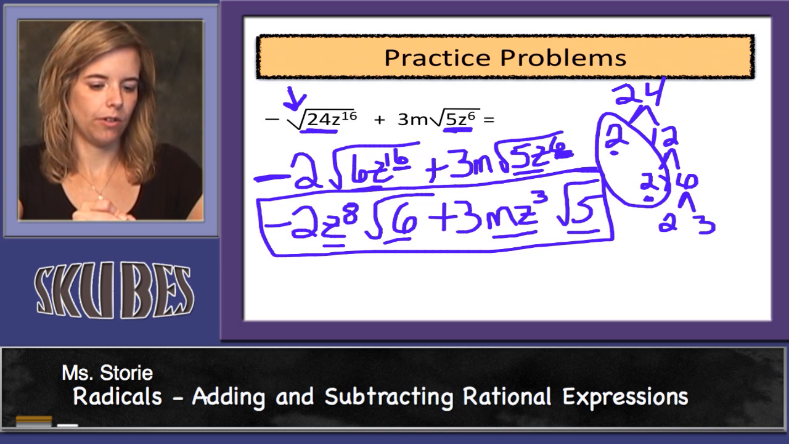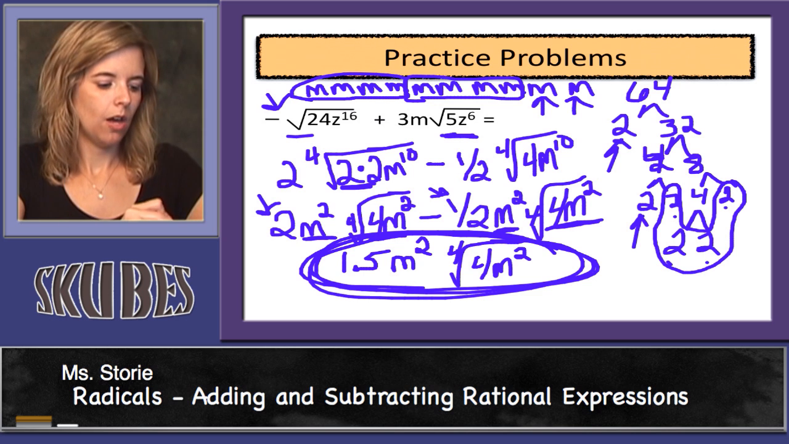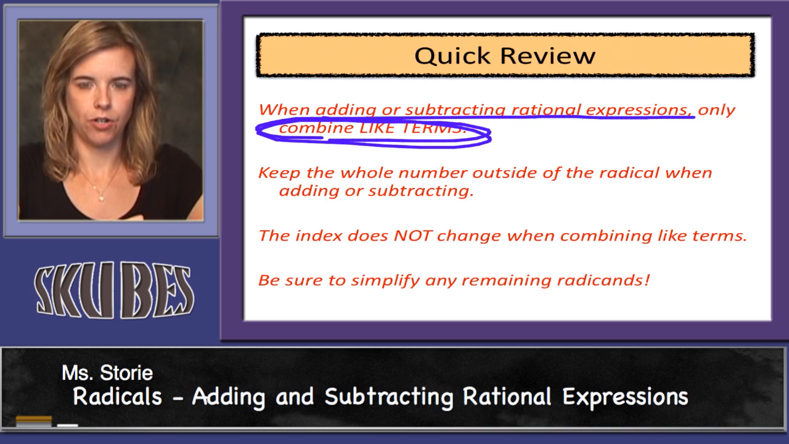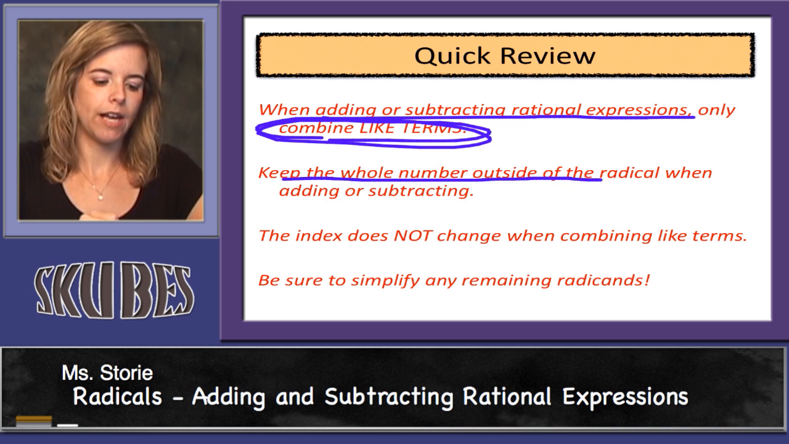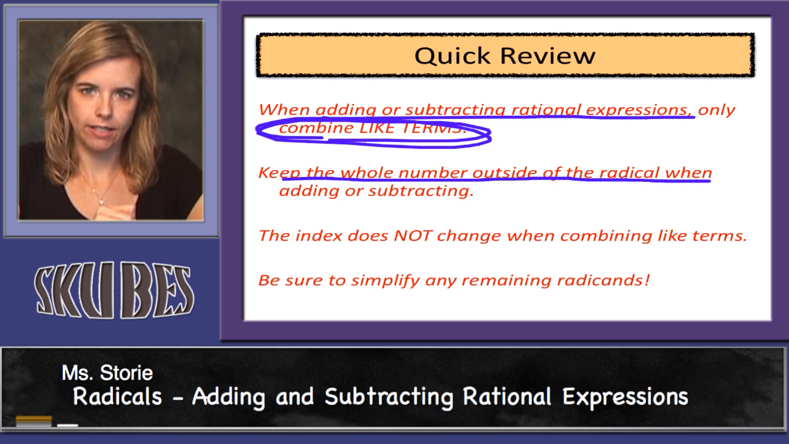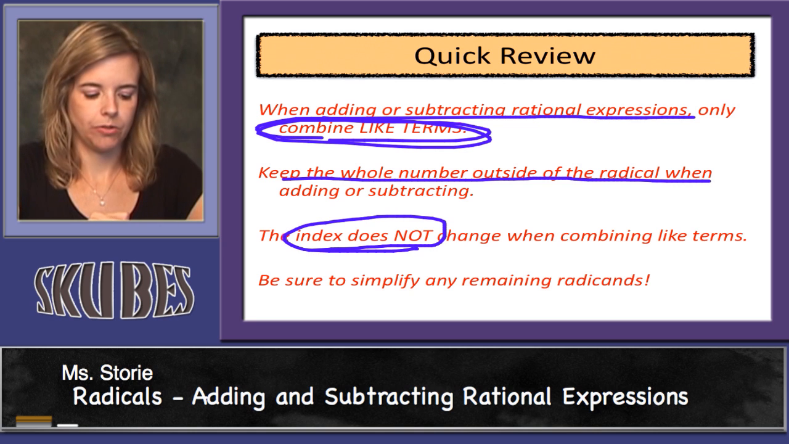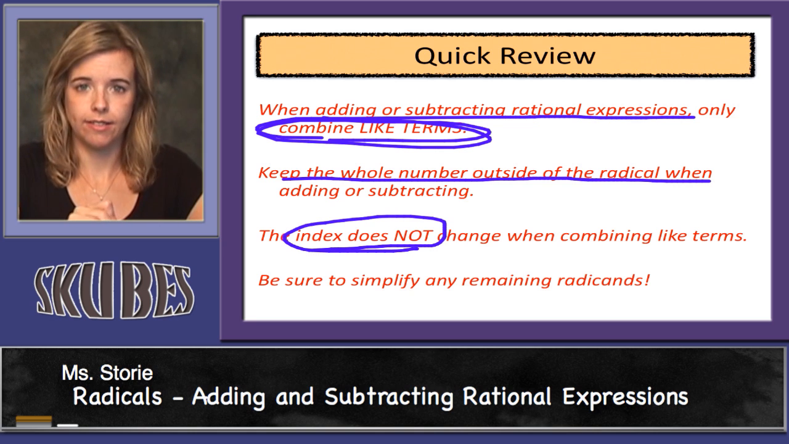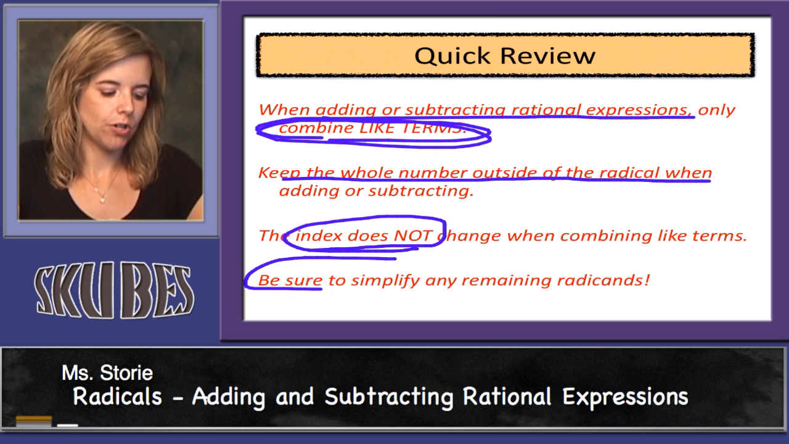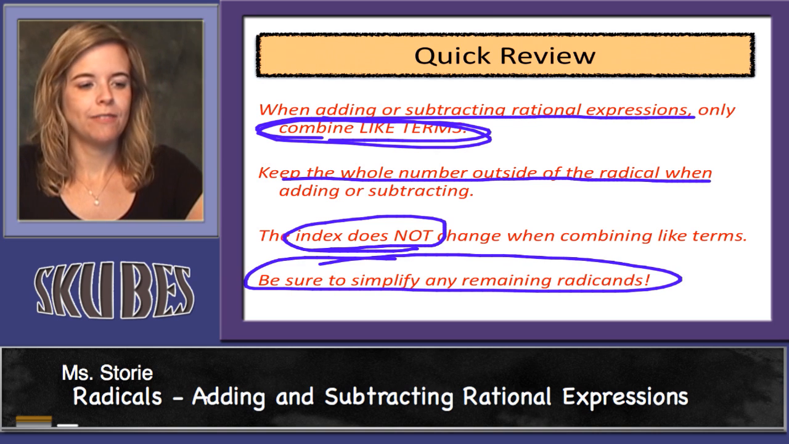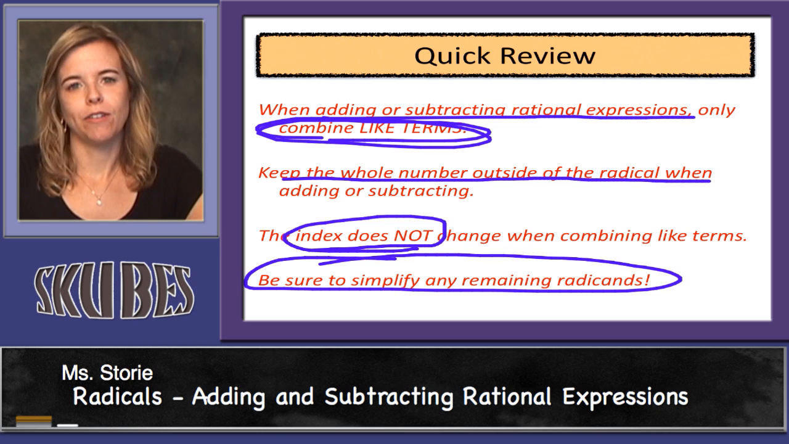All right, let's look at a quick review now. When adding or subtracting radical expressions, only combine like terms. Keep the whole numbers outside of the radical when you're adding or subtracting them. The index does not change when you're combining like terms. When we combined them when they were 4th roots, the index stayed the 4th root. And be sure to simplify any of the remaining radicands. And that's it for our lesson on radicals, adding and subtracting radical expressions, a more advanced look.